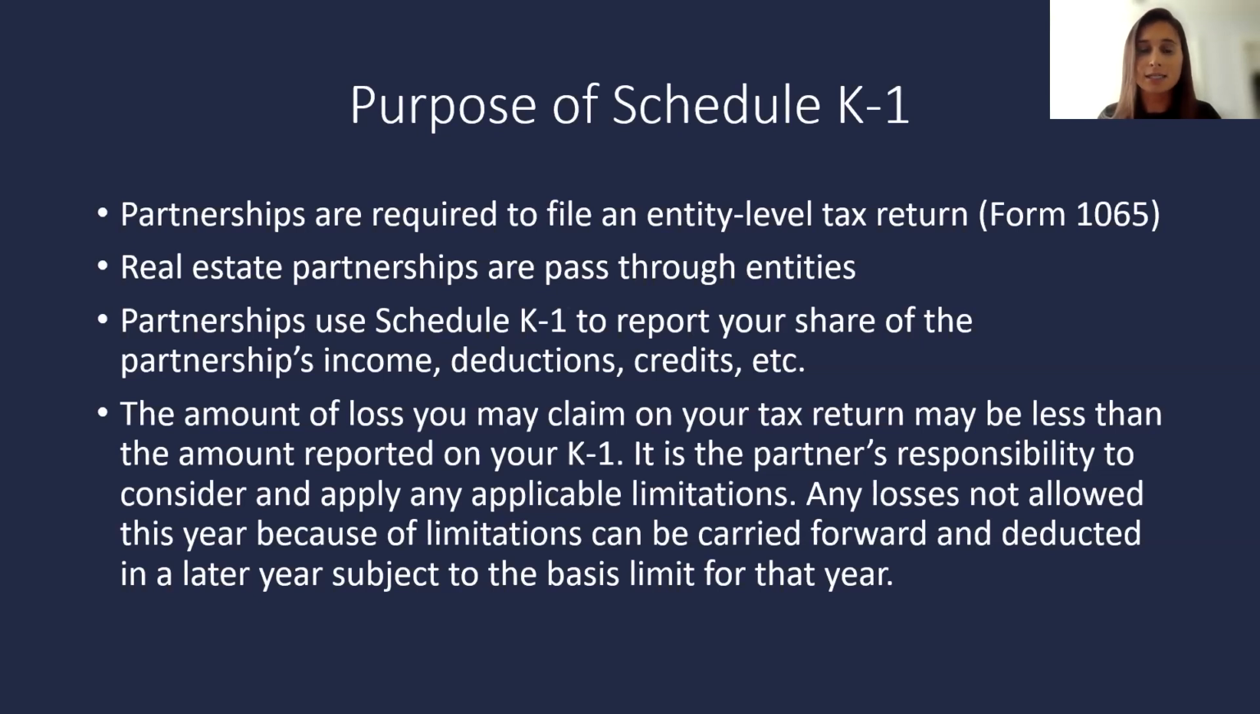That is Form 1065. These real estate partnerships are known as pass-through entities, meaning that all of the income, losses, deductions, and credits pass through to the partners of that partnership. Whether you're a general partner or a limited partner, everything gets passed down to the partners. The Form 1065 includes the Schedule K-1s to report each and every partner's share of the partnership's income, deductions, credits, etc.